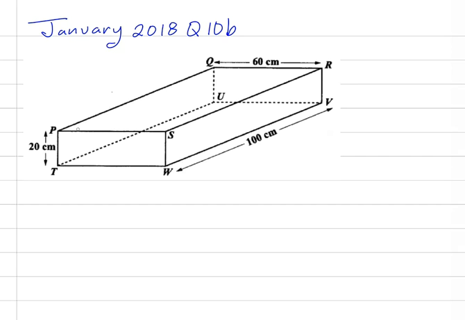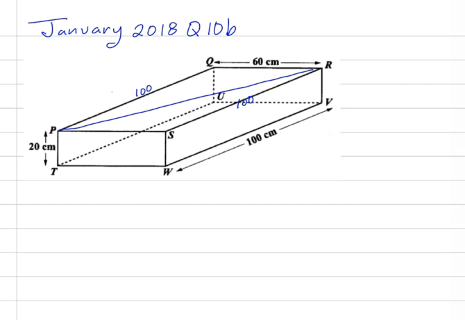So they're saying that a straight adjustable wire connects R to P, and we're to calculate the length of that line. A few things to bear in mind: if this is 100, this is also 100, and over here is also 100. So what I'm going to do is draw a two-dimensional view of the top of the cuboid, since what we have here is a three-dimensional view.